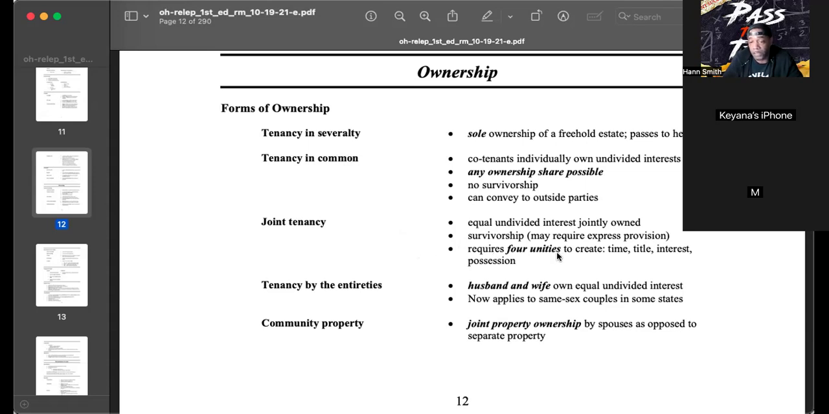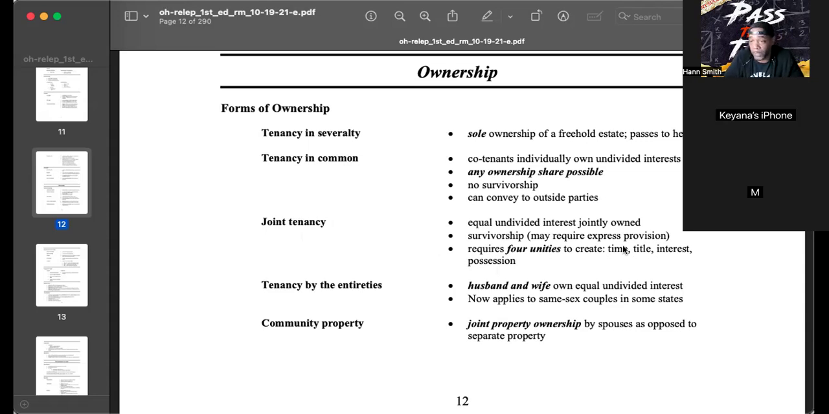Now the four unities, right here. What these are is time: they have to get into the joint tenancy at the same time, on the same title, have the interest, the 50% interest, and then possession, the right to possess it. So those are the four unities that make up a joint tenancy. Again, they have to enter into the agreement at the same time, meaning that if one of the joint tenants wants to get out, say for instance you get a divorce, that person can't bring another tenant in there because they didn't get into it at the same time as the first tenant.